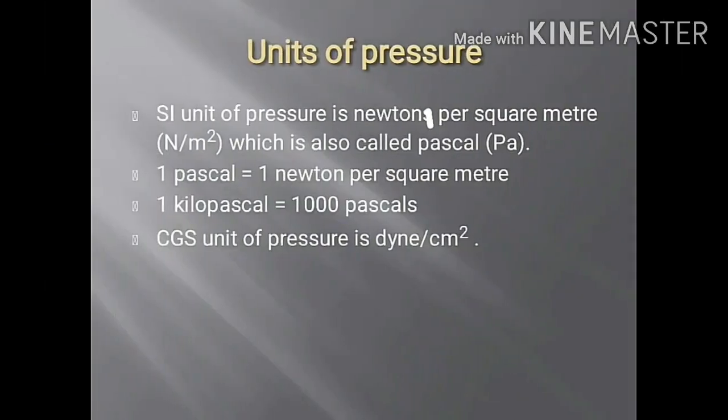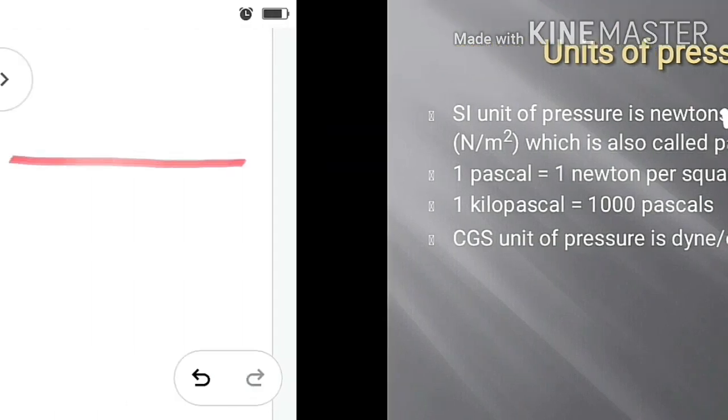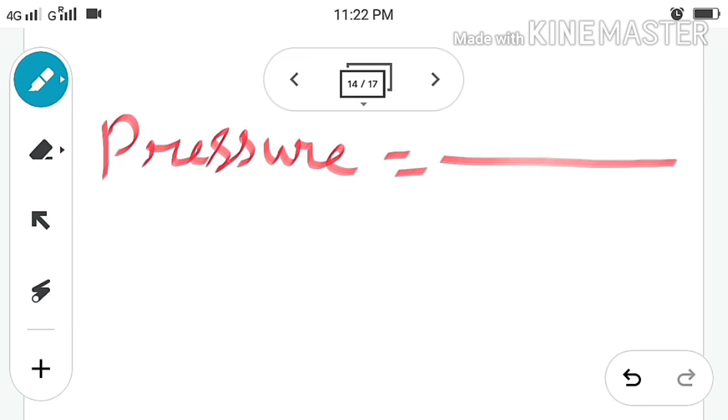Children, now let us move on to units of pressure. The SI unit of pressure is Pascal. We all know that pressure is a derived quantity and it has a derived unit. What is that? It is Newton per meter square. And how do we get this? Let me explain here. Children, let us recall the formula for pressure.